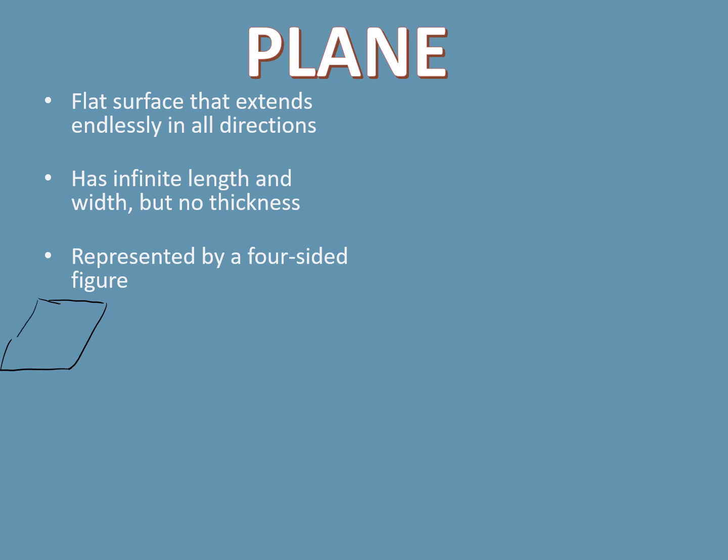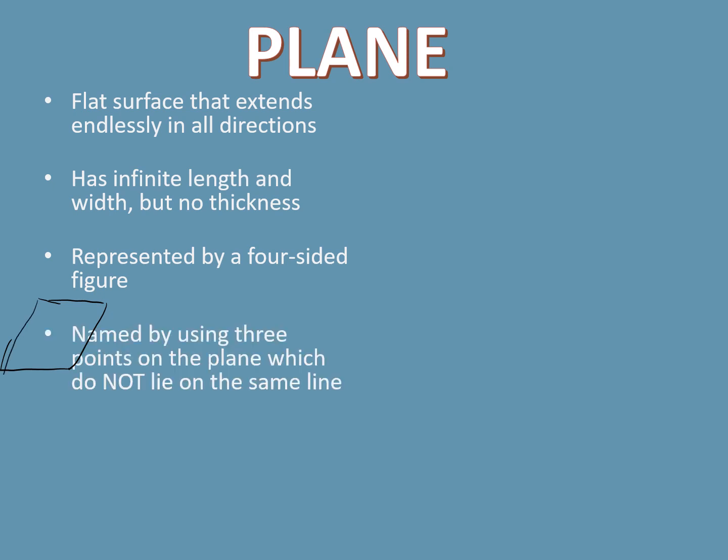So here's our plane. Planes are named using 3 points that are on the plane, and they are not supposed to lie on the same line. So you don't want to pick 3 points that are in a straight line. You're going to pick 3 points which do not lie on the same line. It's okay if 2 of the points are on the same line, but you want at least one of those points to be on a different line.